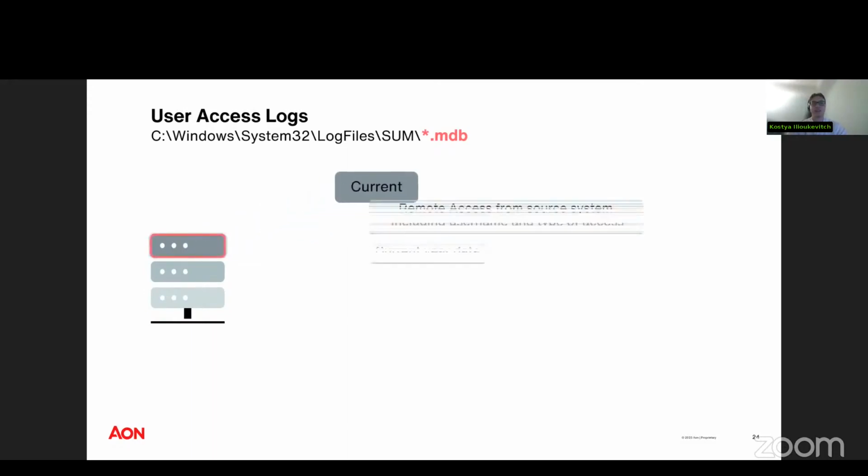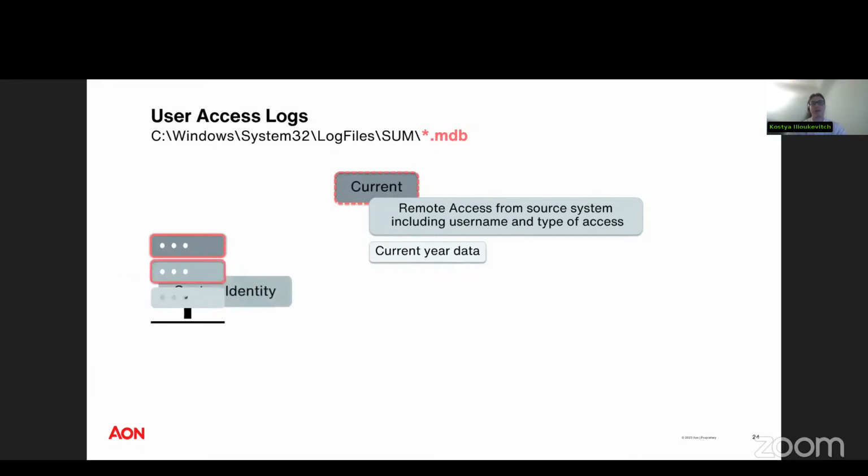They are just ESE databases, and the first one that we'll talk about is the current one. This contains information on remote access based on the roles assigned to the server itself, but it'll contain information regarding the source system and the username and that level of access that's related to the roles, and that could be leveraged to identify lateral movement when you do have a big gap in logging.